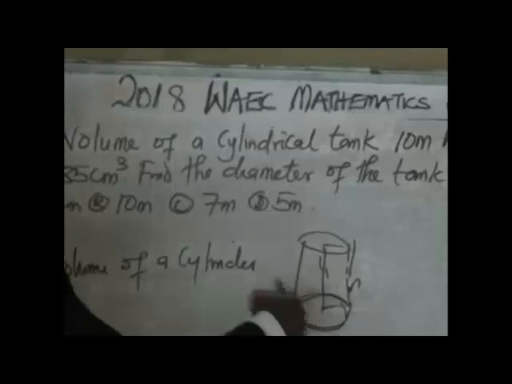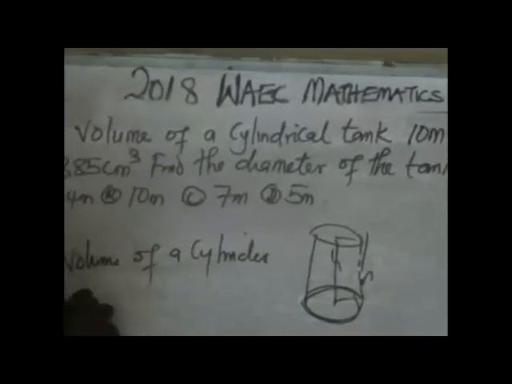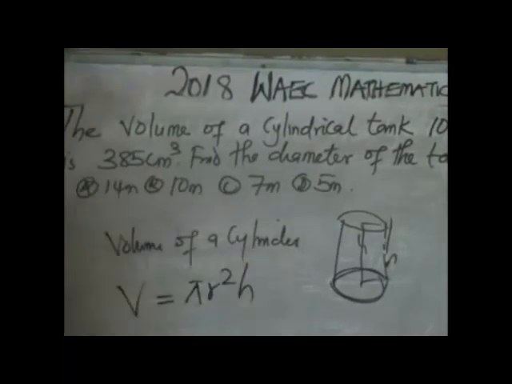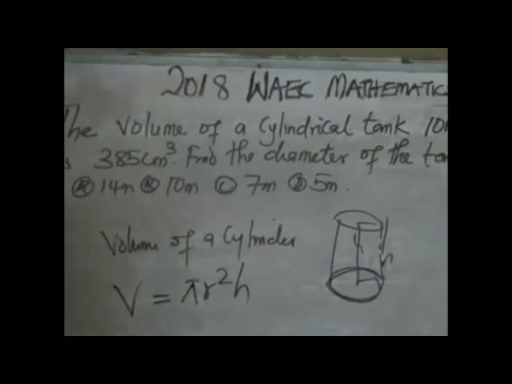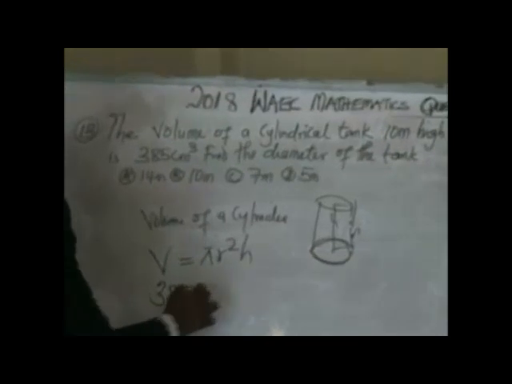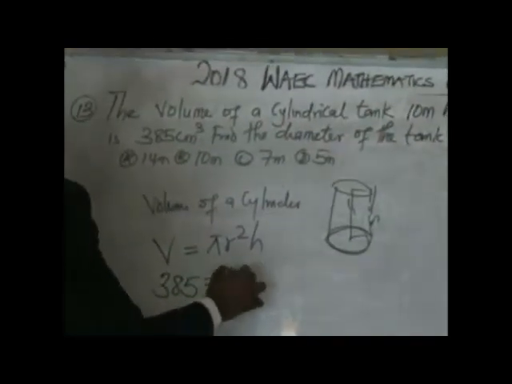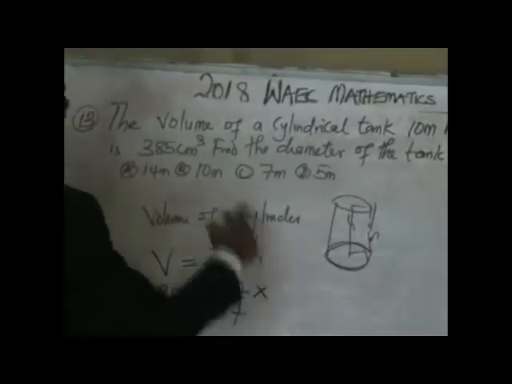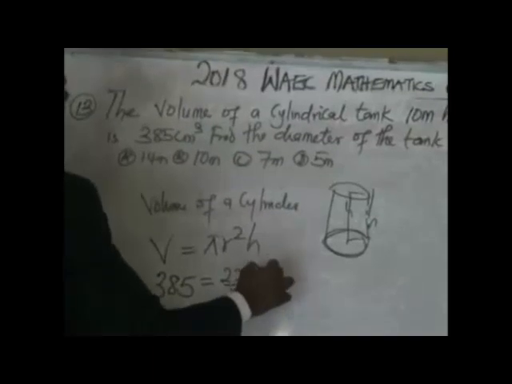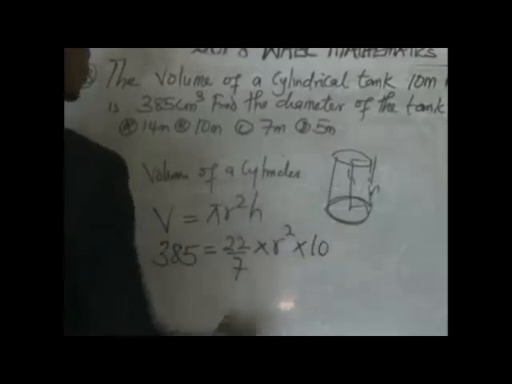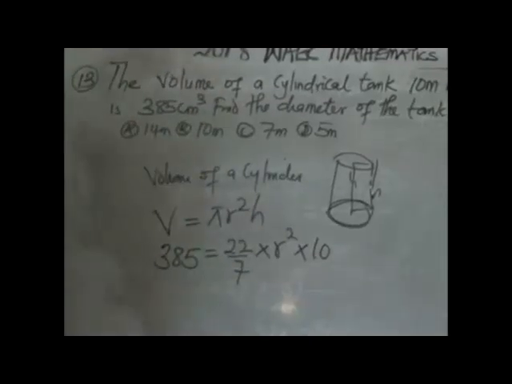So the base area, the shape of the base is a circle. So the volume equals pi r squared times height. That is the volume of the cylindrical tank. But the volume of the cylindrical tank has been given already as 385. So it becomes 385 equal to 22/7, which is the value for pi, times the radius squared times height. We need to look for the radius first. Height is what? 10.